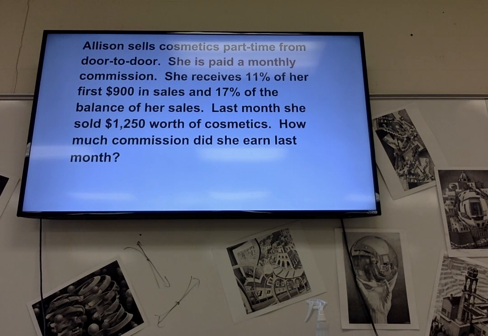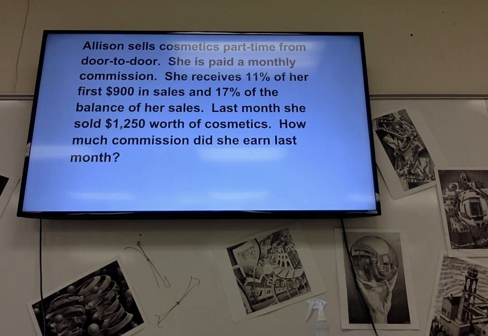This is actually quite common. This is the way my husband was paid too. You get a percent of the profit or whatever up to a certain amount, and then you get more of a percent if you sell over that amount. So it's an incentive to sell more.